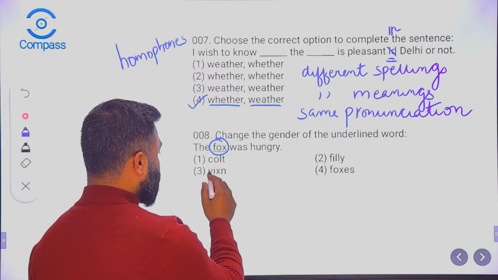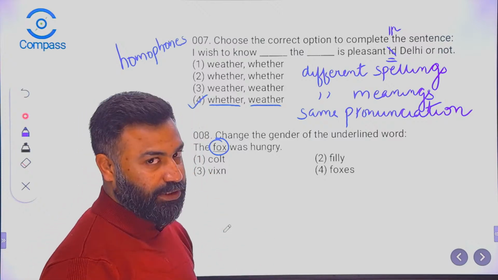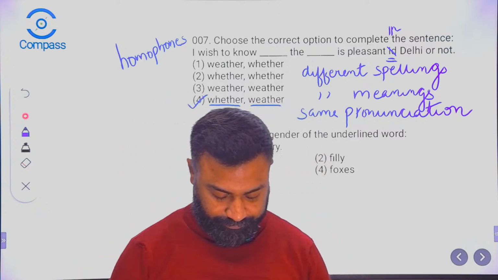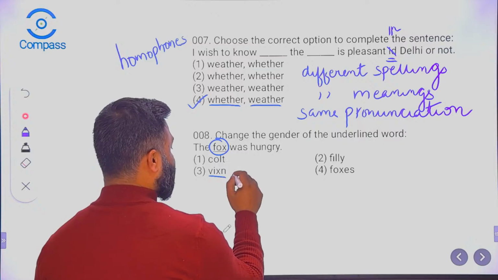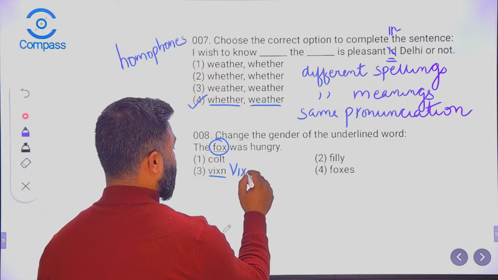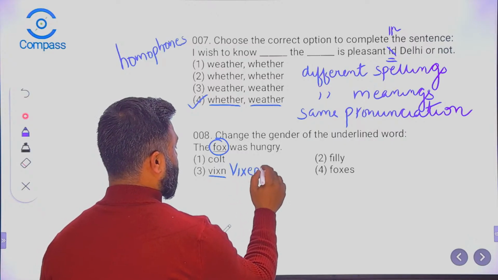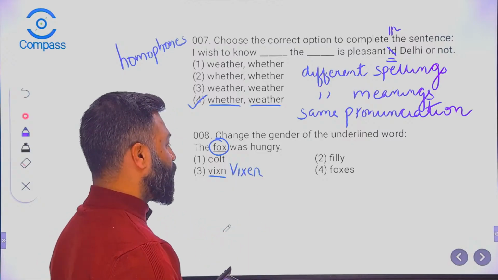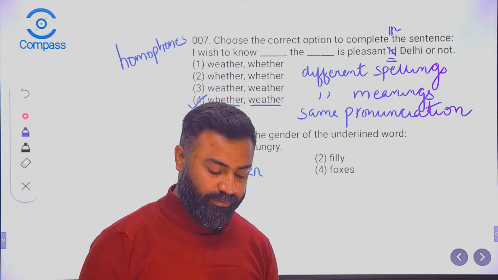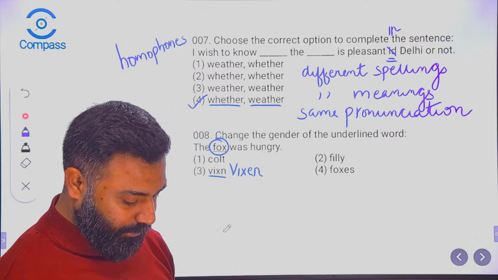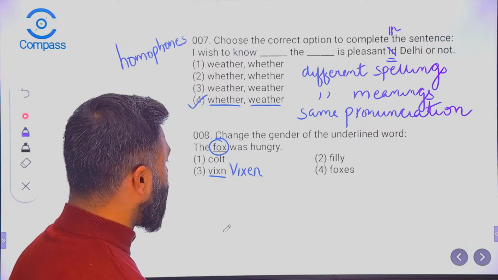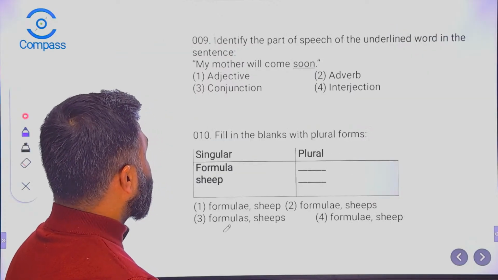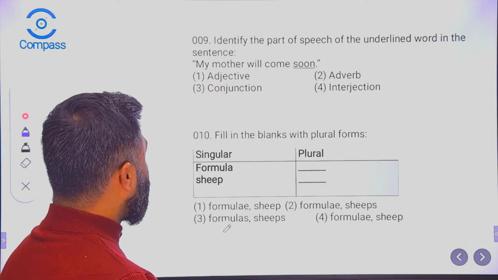Come on. Colt or vixen? I'm confused in this. You people tell me. Okay, so somebody has answered vixen. So the right spelling of the word is going to be, all right, vixen, right? So that's the opposite gender of fox. Let's proceed to question number 9.